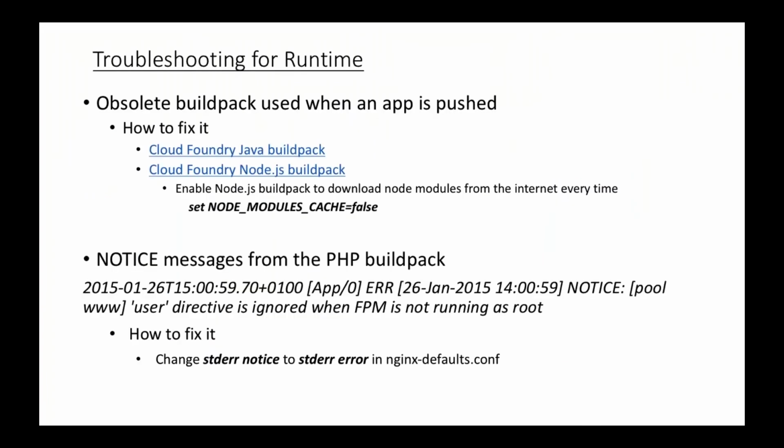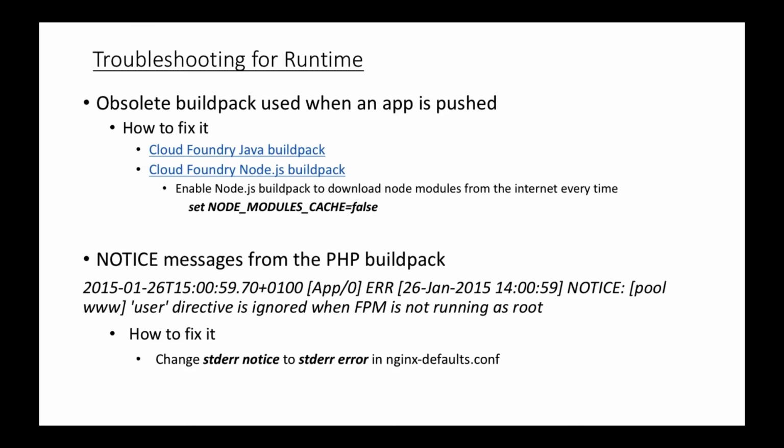Sometimes you would face problems in whatever runtime, whether it is a Java runtime or a Node.js runtime. For example, you might experience problems with the obsolete build pack used when an app is pushed. In many cases, you can recover from these problems by following a few easy steps. You will not be able to use the latest build pack components when you push an app. You can use build packs that have a built-in mechanism to prevent loading obsolete components, or you can delete the contents in your app's cache directory before you push or restage the app.